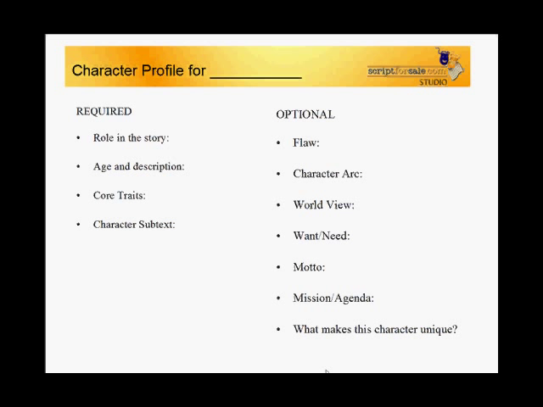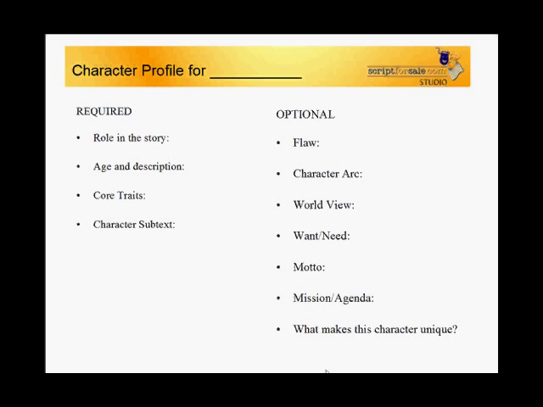Some of those things could be the flaw or the character arc, which isn't present in every character obviously. The world view, which I'm going to go into in a future video, actually has you look at a character from a completely different perspective. Their want or need: usually you can tell the want by what the character is pursuing, but the need is what they really have to have underneath the surface.